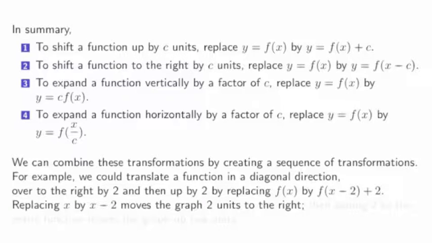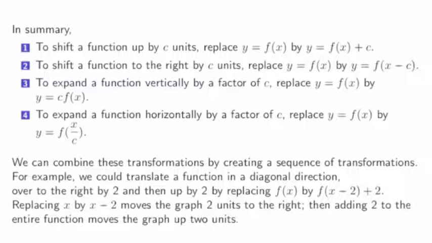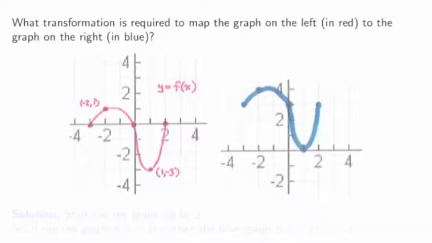Replacing x by x minus 2 on the inside of the function notation moves the graph 2 units to the right. Adding 2 on the outside moves the entire function up 2 units. Here are some examples. Let's look at the picture on the left in red.